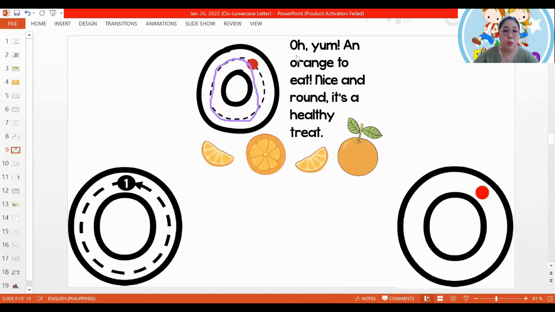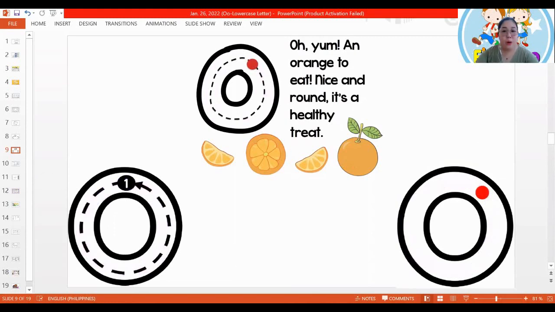Let's do that again. I want you to also write on your whiteboard. We start at the top, we make a small curve, then we go up and we close. Let's do that again. Start at the top, you make a small curve, then you go up and you close. Again, we make a small curve, go up and close, and we now have lowercase letter O. Very nice.